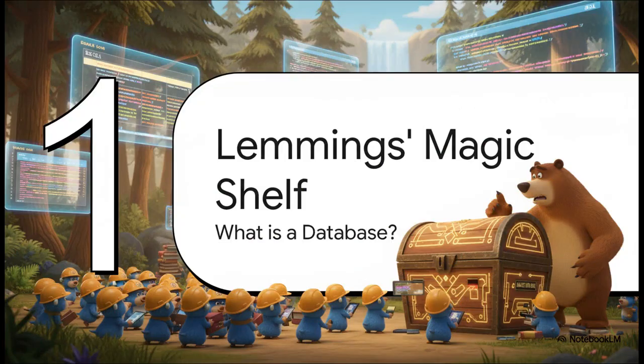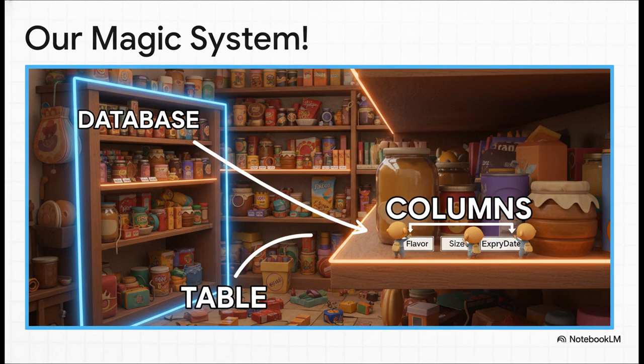And just in the nick of time, who shows up? A team of super organized lemmings. And they have the perfect solution, something they call a magic data box, which is really just a fun way of saying a database, a place to keep all your information perfectly structured and easy to find. So the lemmings use Grizzy's pantry to explain it all, and it's actually a brilliant analogy.